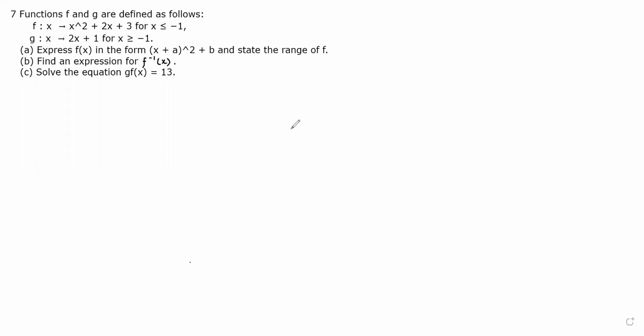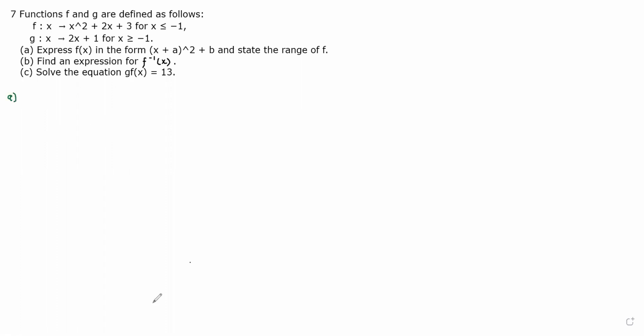We are given two functions, f(x) and g(x). f(x) is a quadratic that is defined for x less than or equal to -1. g(x) is a linear function defined for x greater than or equal to -1.